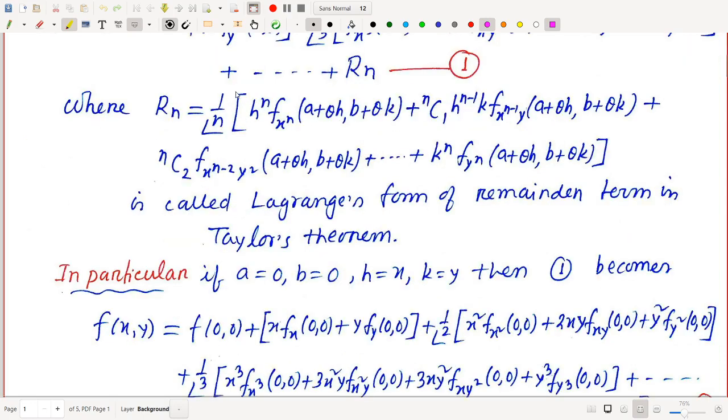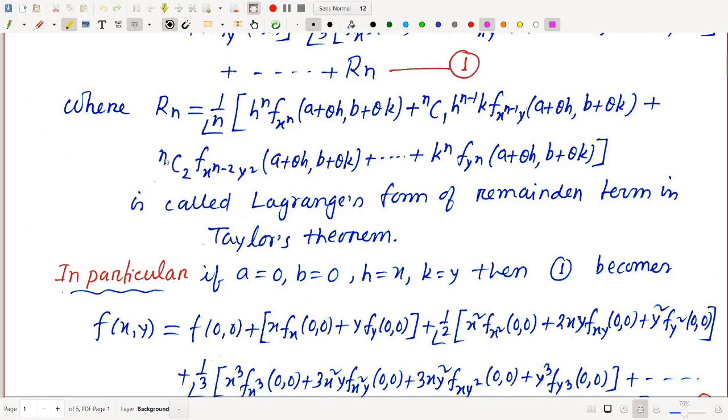R n means it is 1 by n factorial h to the power n, then the nth order partial derivative of f with respect to x, f suffix x to the power n, but at the point (a plus theta h, b plus theta k), plus nC1 h to the power n minus 1 k, and then this is f suffix x to the power n minus 1 y at the point (a plus theta h, b plus theta k), meaning it is the nth order partial derivative with respect to x n minus 1 times and with respect to y one time.